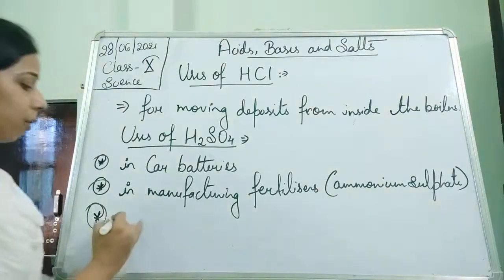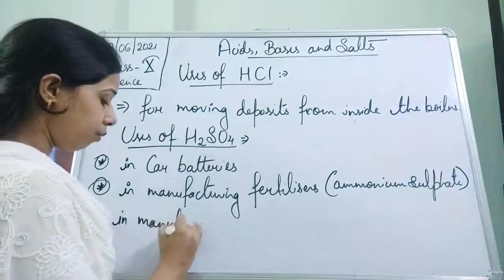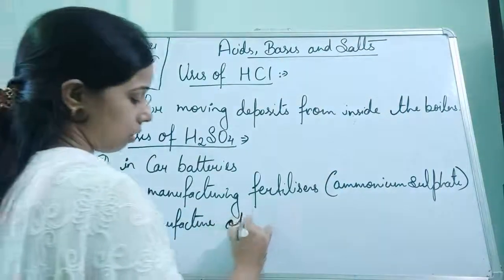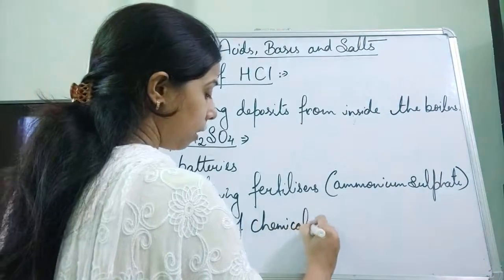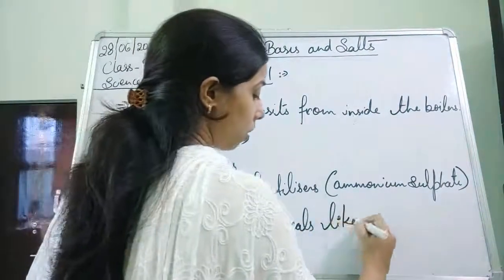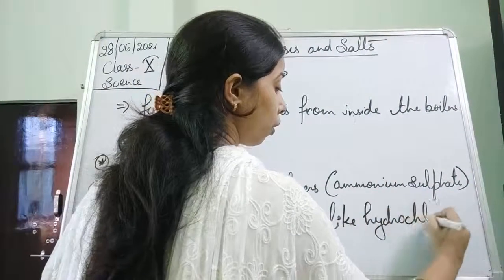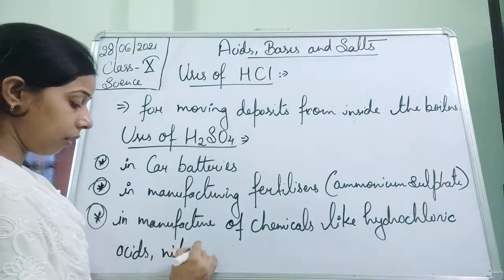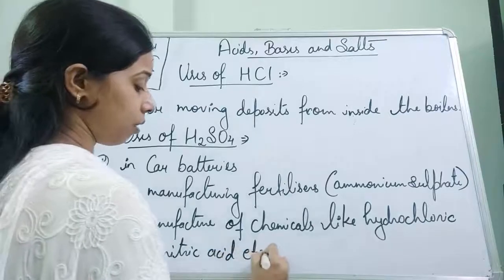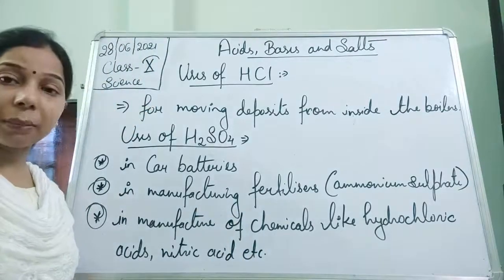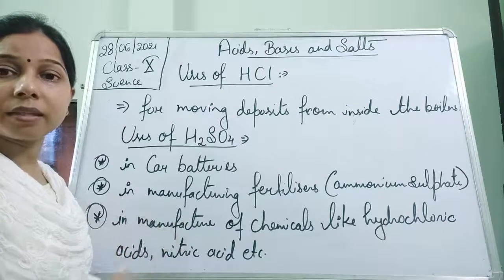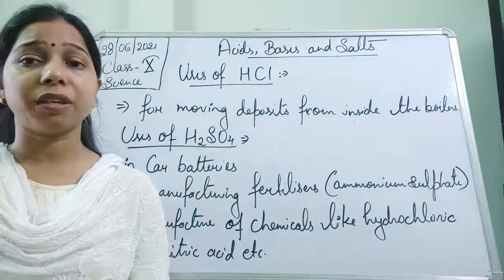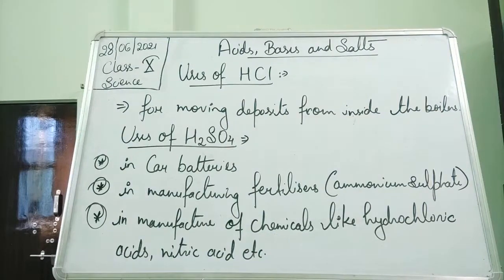So it is used in the manufacture of chemicals like hydrochloric acid, nitric acid, etc. As well as, it is also used in many industries, especially in making dyes, and even in the textile industries the use of sulfuric acid occurs.